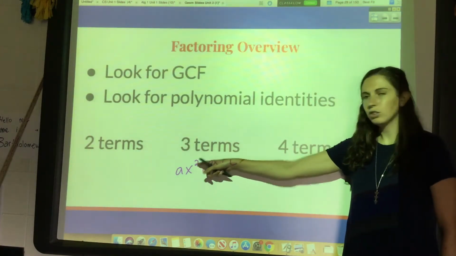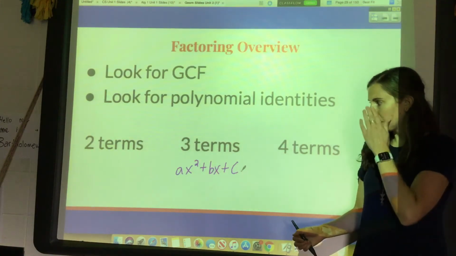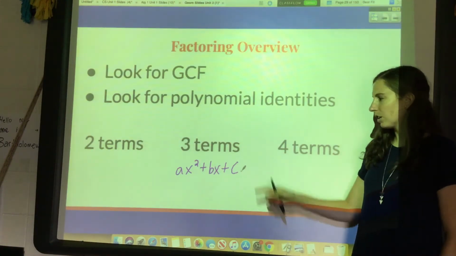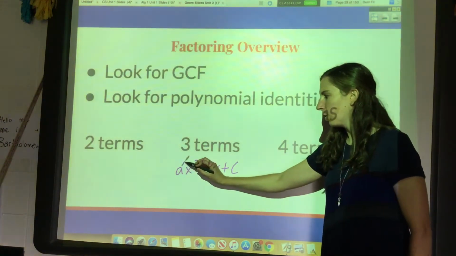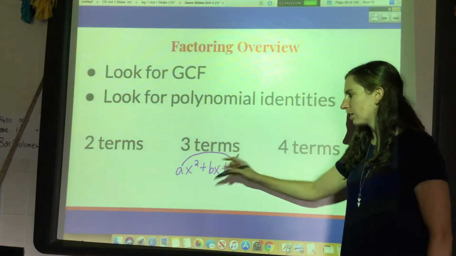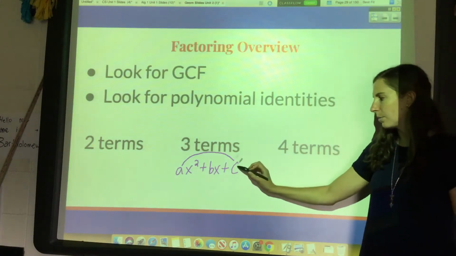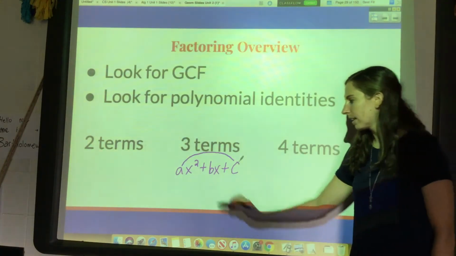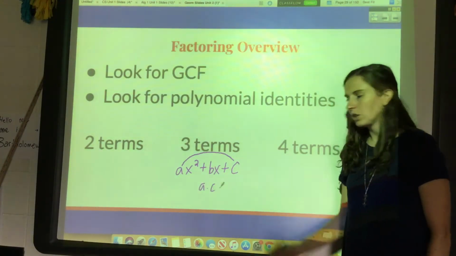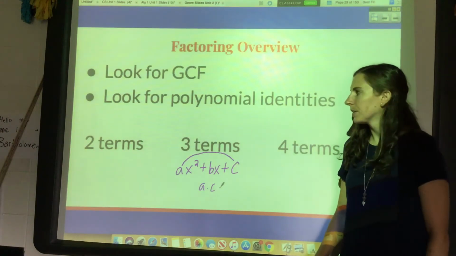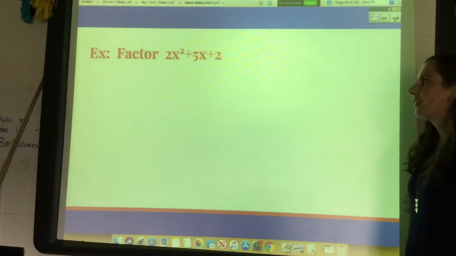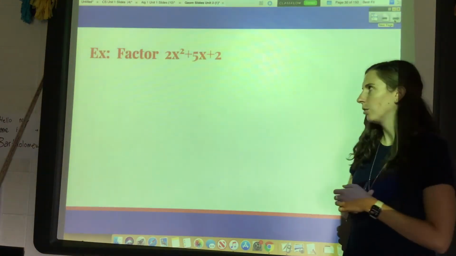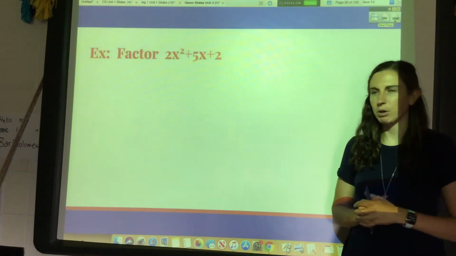So you've got usually a quadratic, and the way I like to do 3 terms is what I call the rainbow method. So you always start by multiplying whatever's in the front times whatever's in the back, A times C basically, and that gives you your rainbow number. So we're going to work through 5 examples of factoring 3-term polynomials using this rainbow method.